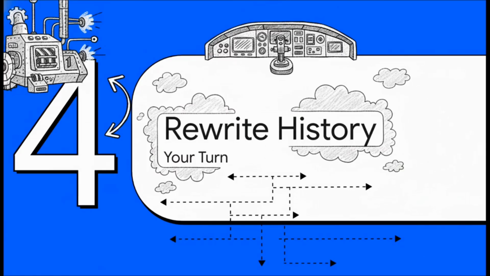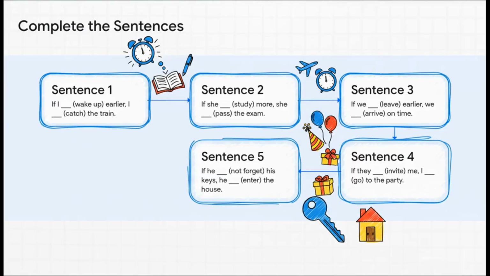All right, enough of me talking. It's your turn. We've looked at the machine, we've seen how it works. Now you get to jump in the driver's seat. Let's put this stuff into practice. Okay, take a look at these five sentences. Your mission, should you choose to accept it, is to fill in the blanks using that third conditional formula we just covered. Remember, it's had plus the past participle in the first bit and would have plus the past participle in the second. Go ahead, I'll give you a second.